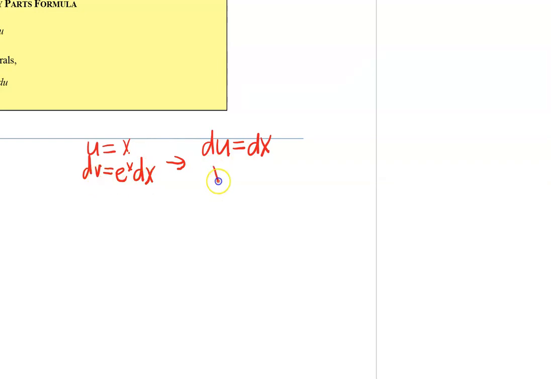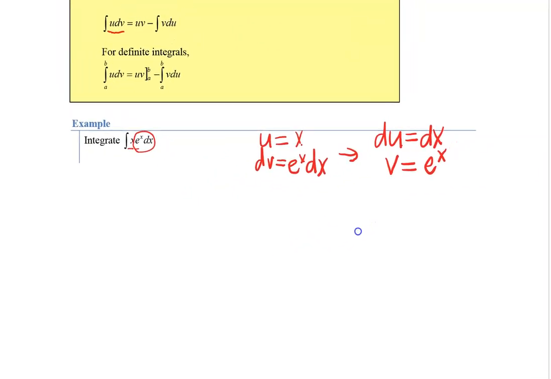dv signifies that I want to integrate, so I'm going to take that backwards and ask, what is the integral of e to the x dx? And that is e to the x. Once you create your table over here, then go back to your problem and we're going to work through it.